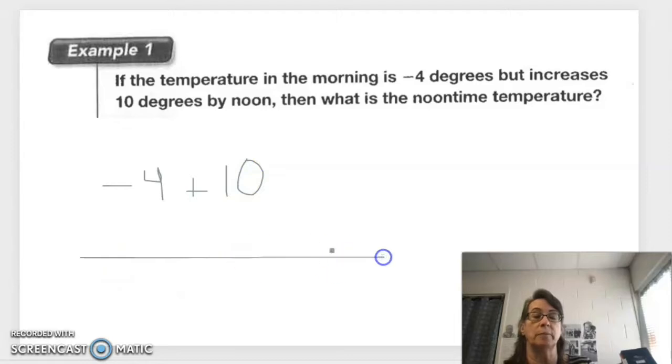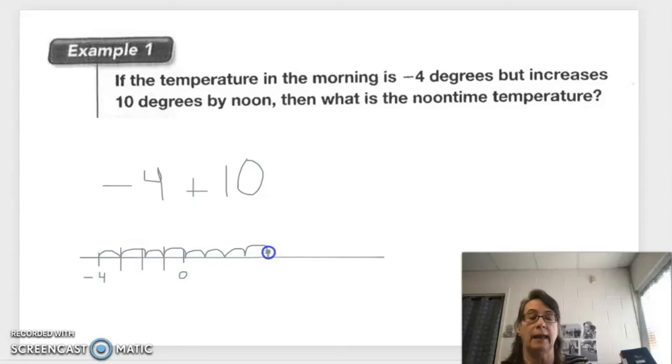Well, let's do this one on the number line. Here's 0, and here is negative 4. So we know that's negative 3, negative 2, negative 1, and we're going to go 10 in the positive direction. 1, 2, 3, 4, 5, 6, 7, 8, 9, 10. So we end up at 6 because that's 1, 2, 3, 4, 5, 6 steps after we pass the 0 mark.